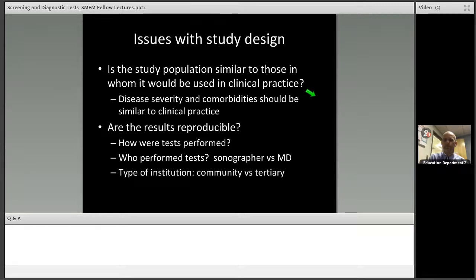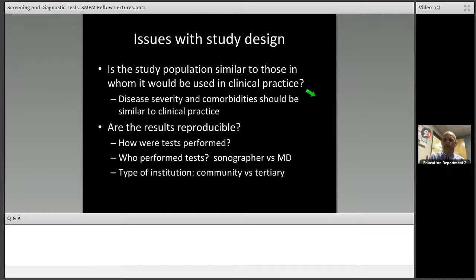Is the study population similar to those in whom you will be using this test in clinical practice? This is very important. For most studies that we look at, we always look at table 1 and try to judge the external validity, or the generalizability, of that study to your population based on the comorbidities or the general characteristics of that population. The disease severity and comorbidities should be similar to those in your population for this test to be applicable to your population. Are the results reproducible?